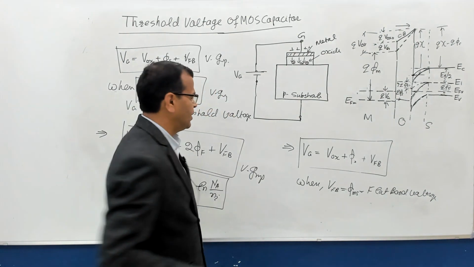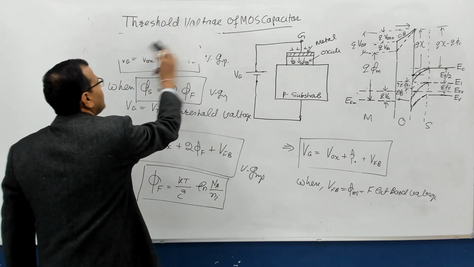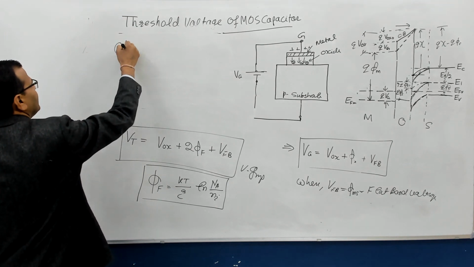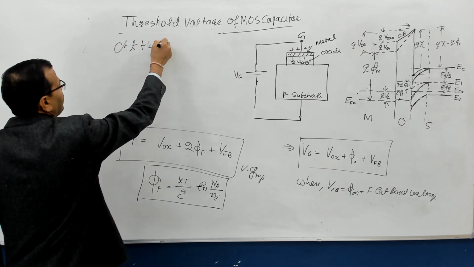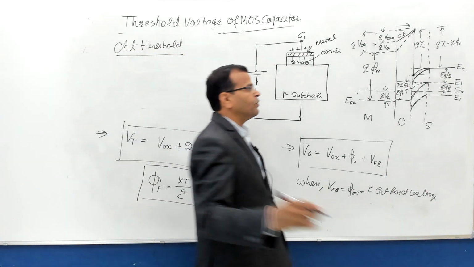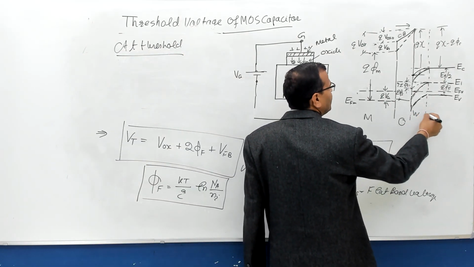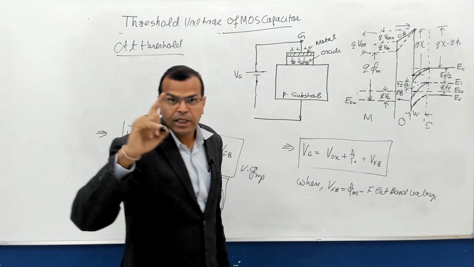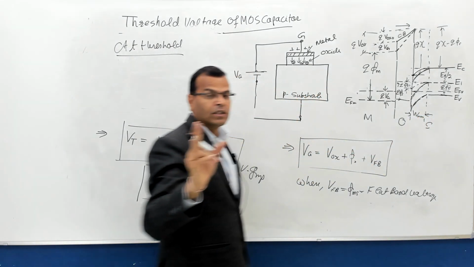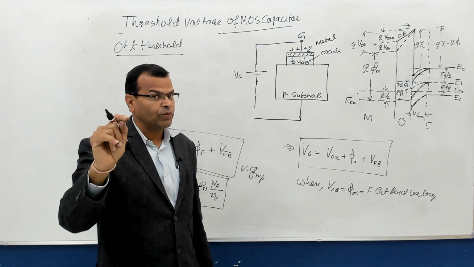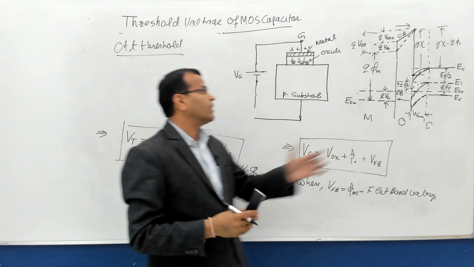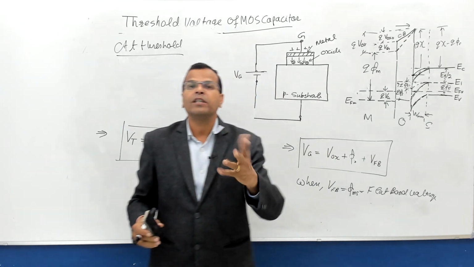But there is one more important point. At threshold, the width of the depletion region is maximum. This is known as the depletion region, and its width will not increase beyond that if you increase the gate voltage. The maximum possible width of the depletion region you are going to get is W max. After that it will not increase.